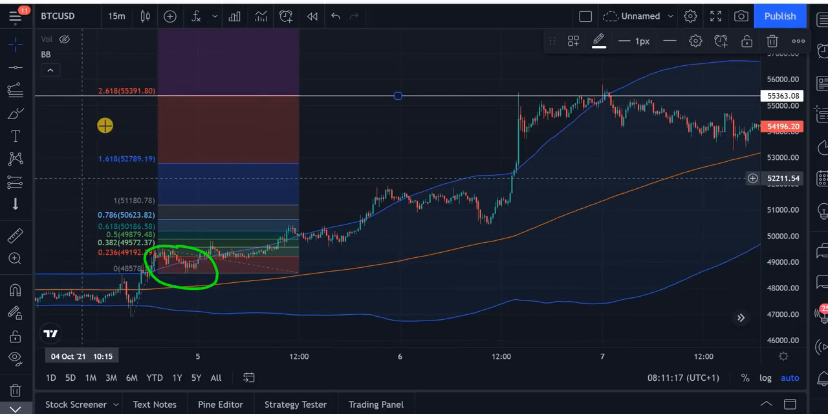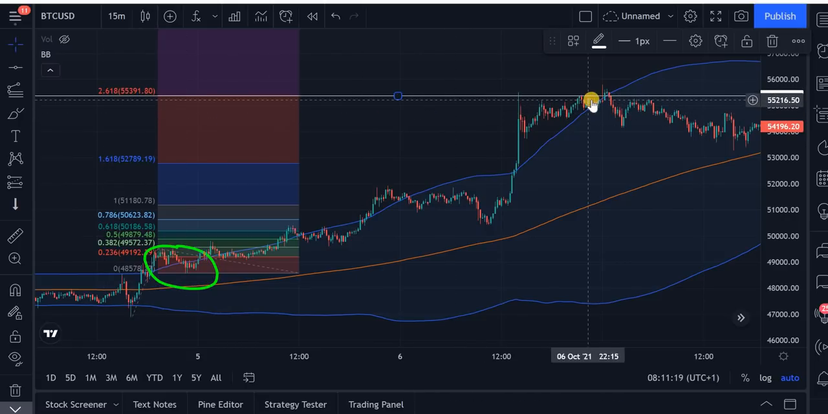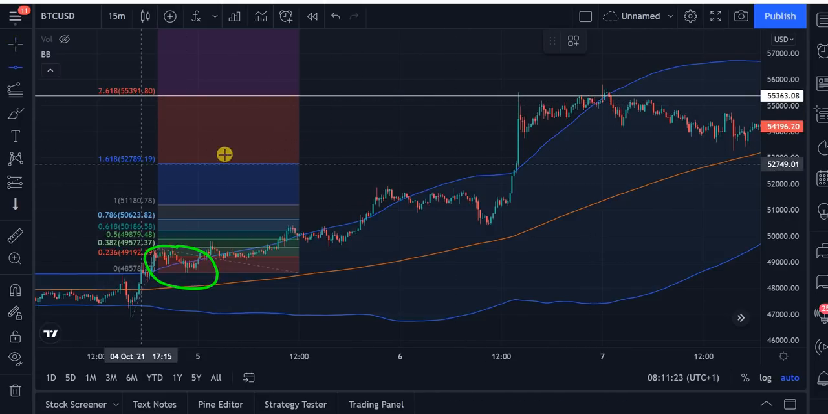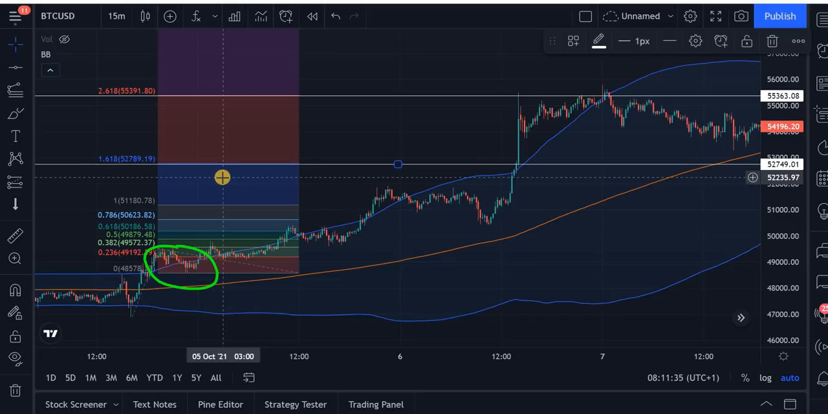So as you can see, at the 2.618, the price went exactly to the target, and also at the 1.618, the price came to the exact Fib level. So this is how this strategy works when you combine the Bollinger Band with a trend-based Fibonacci extension. Now let me show you another example in the price chart.